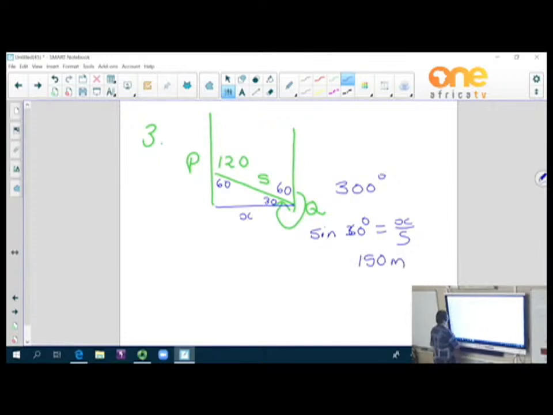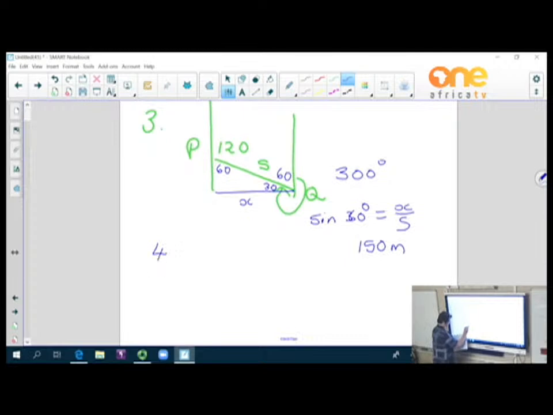Question 4. A building B is 300 meters from S on a bearing of, oh no, let's redraw this one.